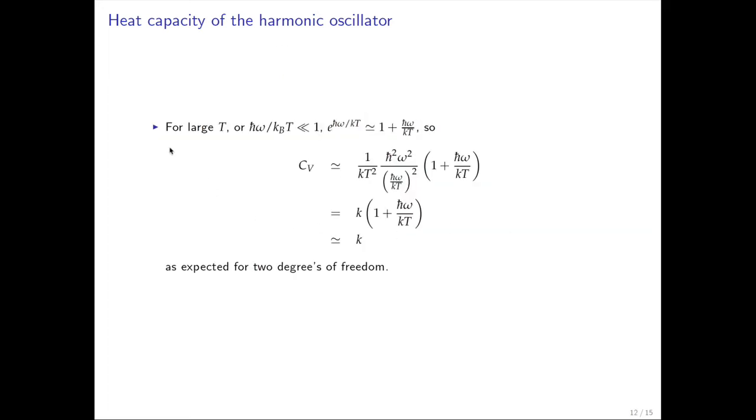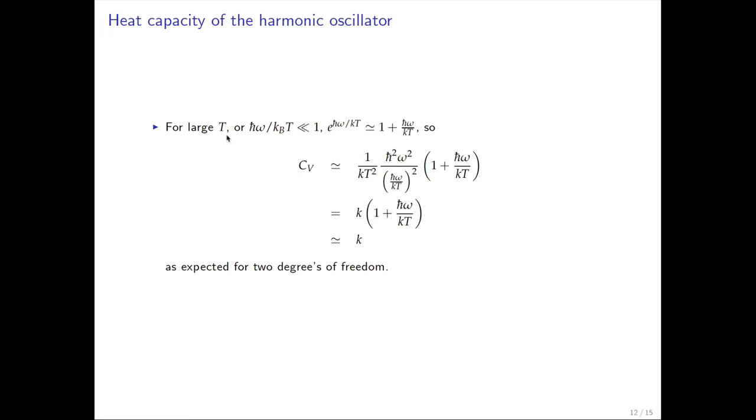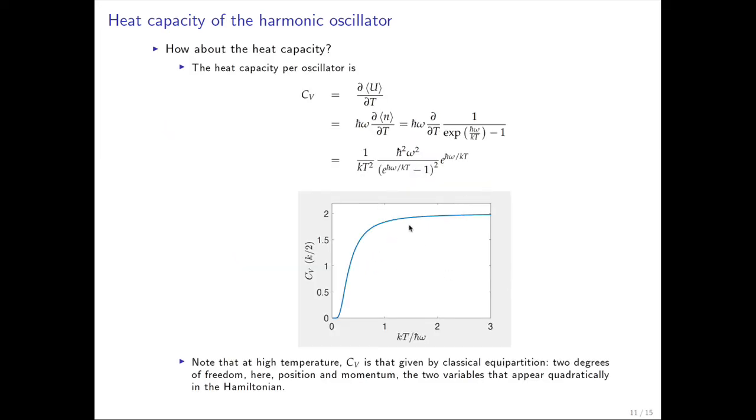I just wanted to show that we can expand this expression for large T, or really, when h bar omega divided by k_B T is much, much less than 1, in other words, k_B T is much, much larger than h bar omega, then of course you can expand the exponential. And if you expand the exponential, you'll find that just as we argued, you get this form for the heat capacity. And when this gets very, very small, then of course it's just k at 2 degrees of freedom. This is just showing the math of this part of the plot of the heat capacity.